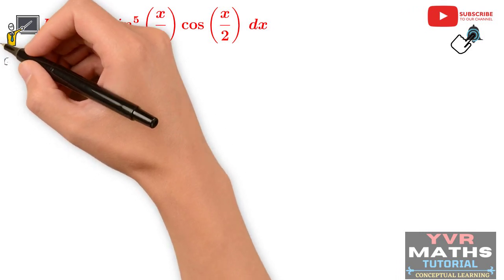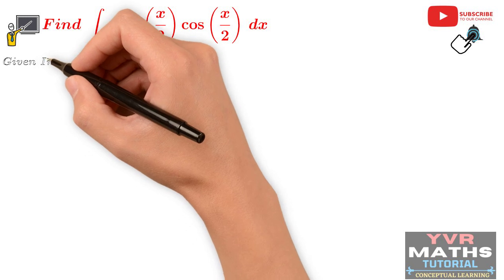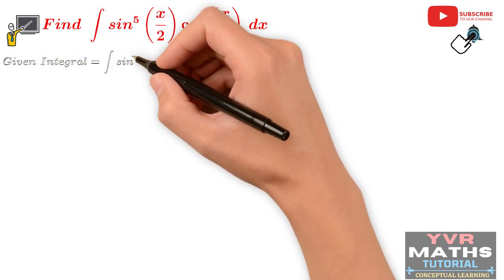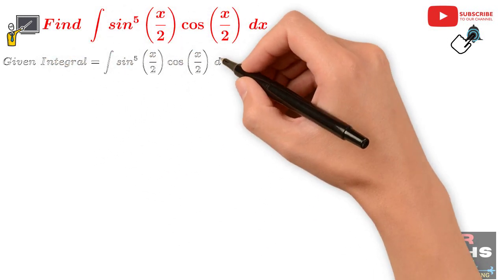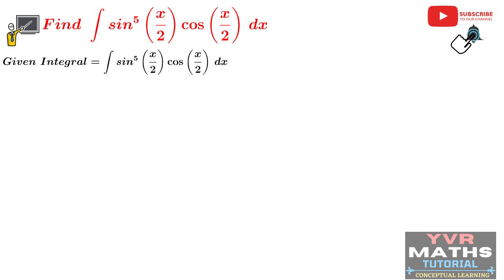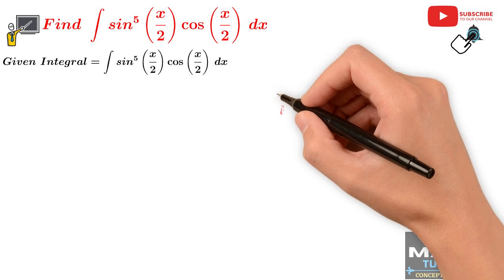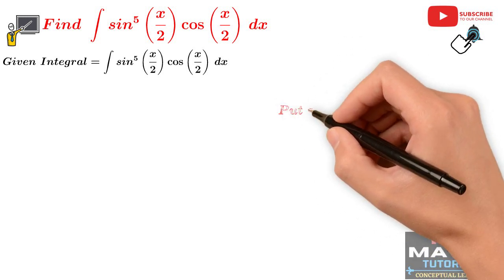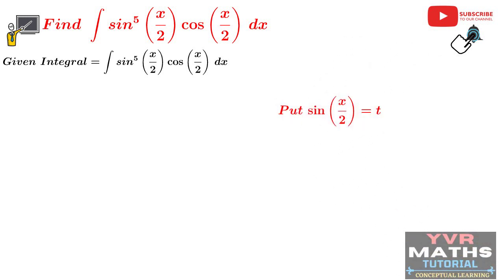Given integral is equal to integral sin power 5 x by 2 into cos x by 2 dx. Now, substitute some part of integrand as another variable such that its differentiation exists in the integral. So here, sin x by 2, if we consider as another variable, then the derivative of sin x by 2 is there in the integrand. So, put sin x by 2 is equal to t.